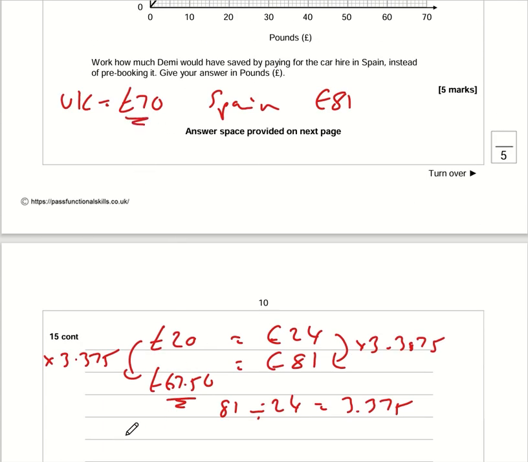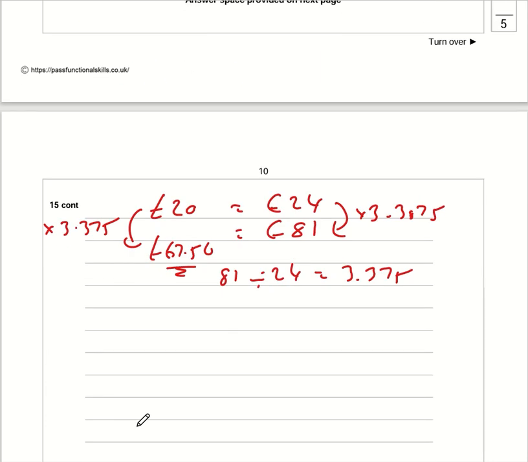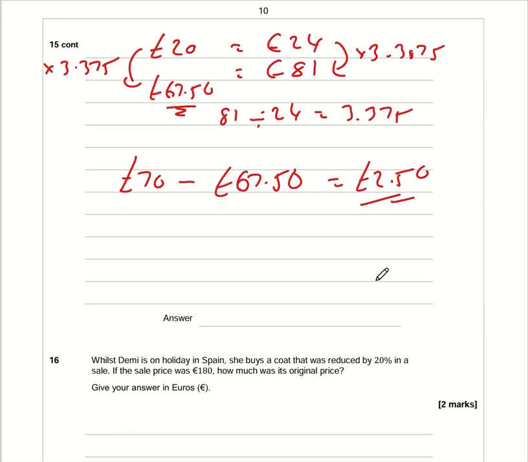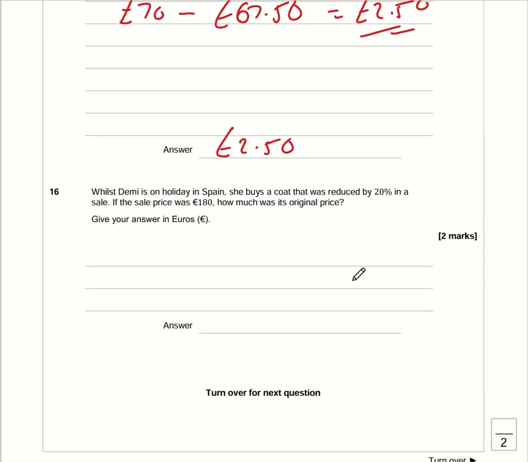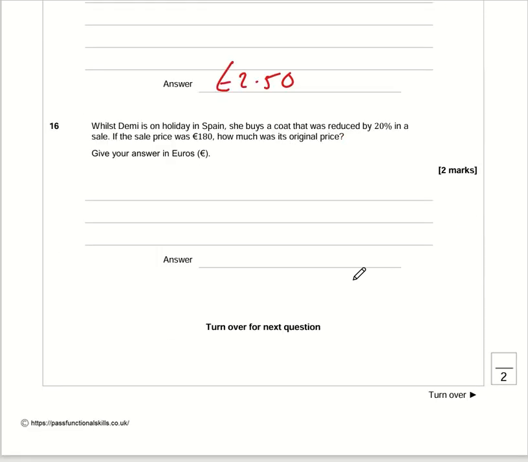So how much would she have saved? Well, that would be the difference between 70 and £67.50, and the difference between the two is, of course, £2.50. Probably don't need a calculator for that last bit, but you can use a calculator, so feel free. So £2.50. Okay, right, so question number 16, we don't need the grid anymore, even though it's still a question about Demi's holiday in Spain.